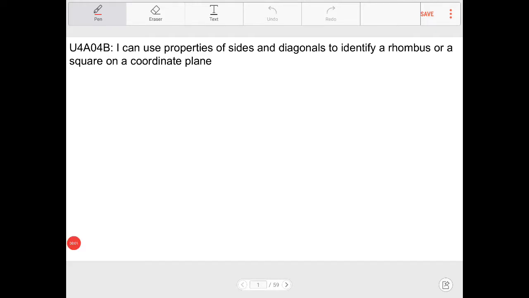Hello students, this is lesson U4A04b. By the end of the lesson, you should be able to say, I can use properties of sides and diagonals to identify a rhombus or a square on a coordinate plane.